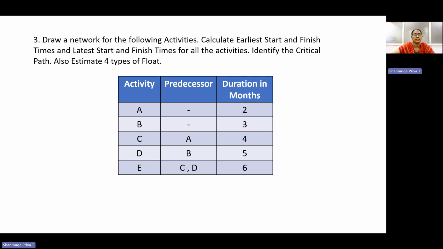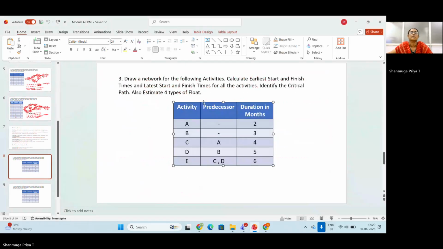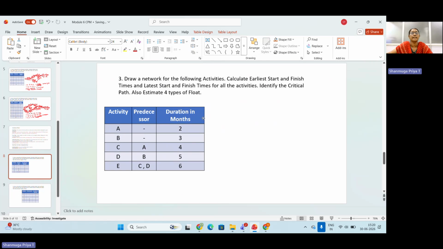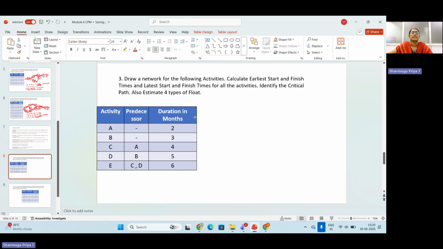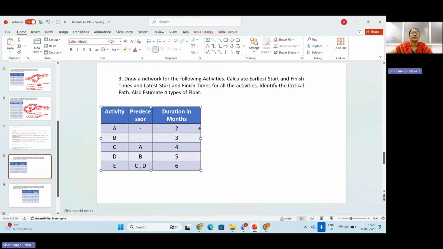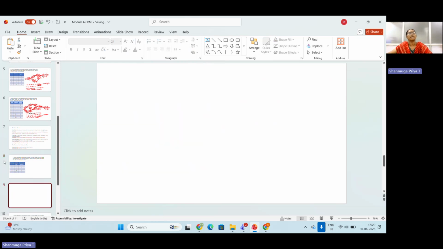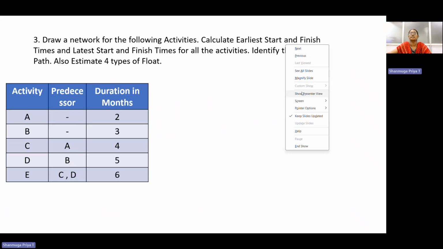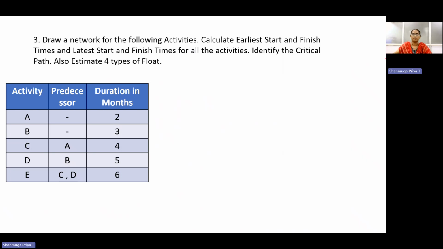For that, we will draw the network here. Then we will check the network and calculate the total duration in this slide. Then in the next slide, we will calculate the different types of floats. So we will draw the network and identify the critical path here.